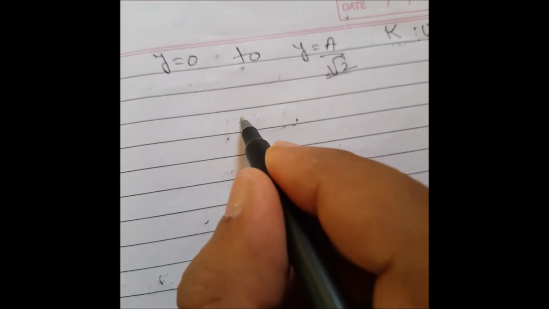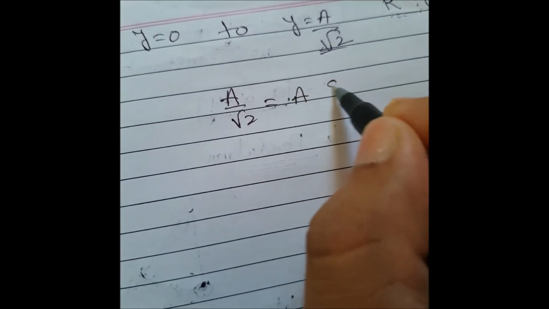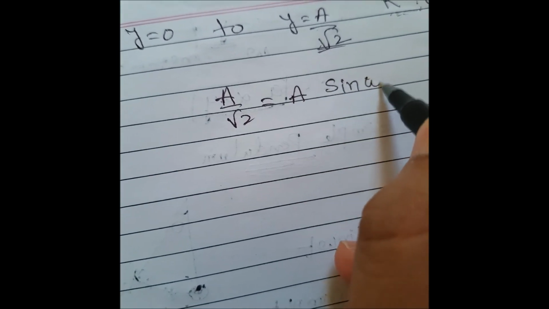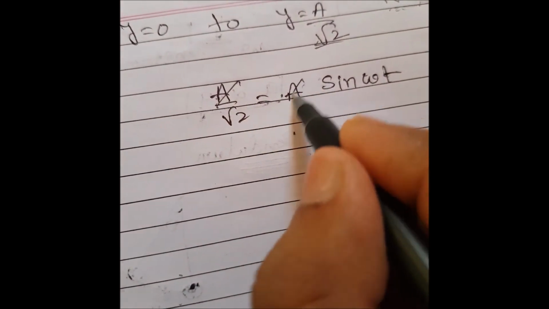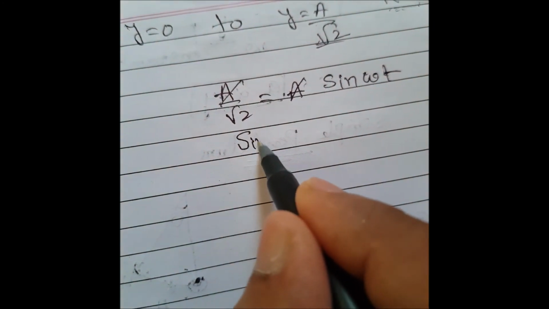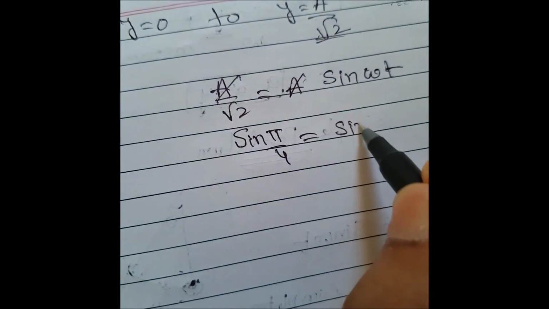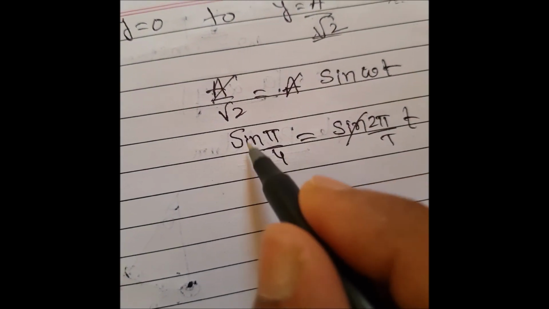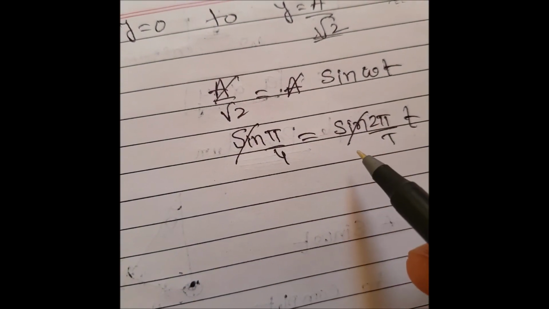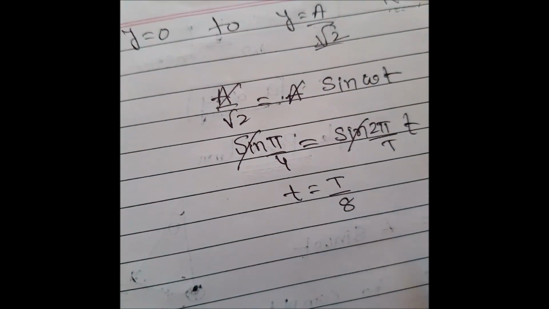Now I'm calculating the time. a by root 2 equals a sin omega t. The a cancels out, 1 by root 2 is sin 45, which is pi by 4. Sin omega t is 2 pi by T into t, cancel, of course pi also cancels, then time becomes T by 8 seconds.